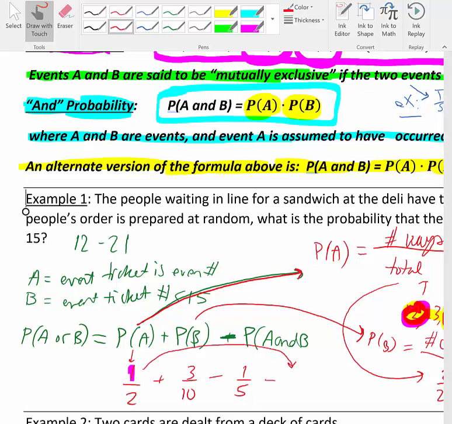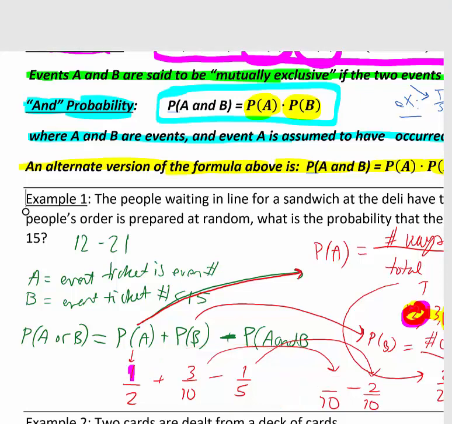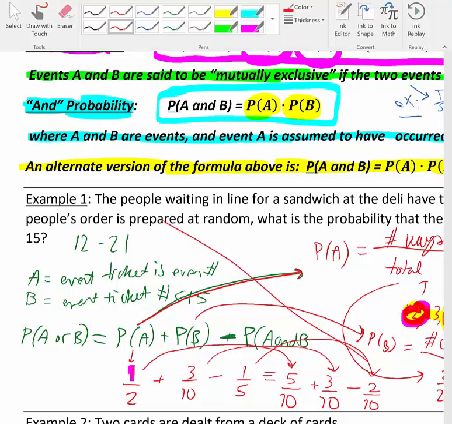Because remember, 1/2 came from 5/10, and then 3/10 didn't reduce anyway, so no need to do anything with that. But the 1/5, I think that came from 2/10. Yeah, and that way they have the same denominator, and I'm actually able to calculate the answer.